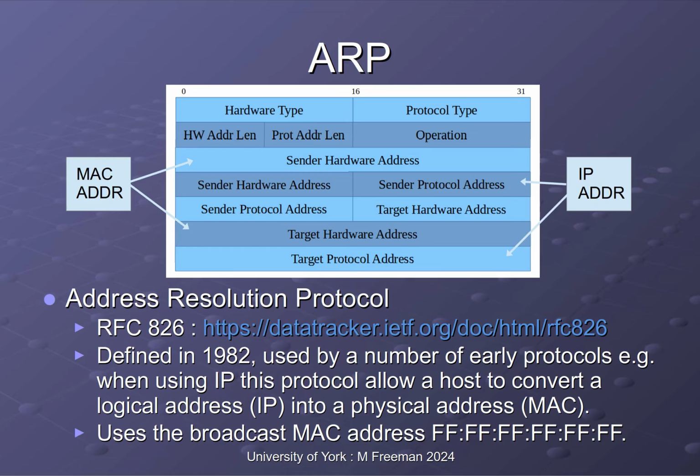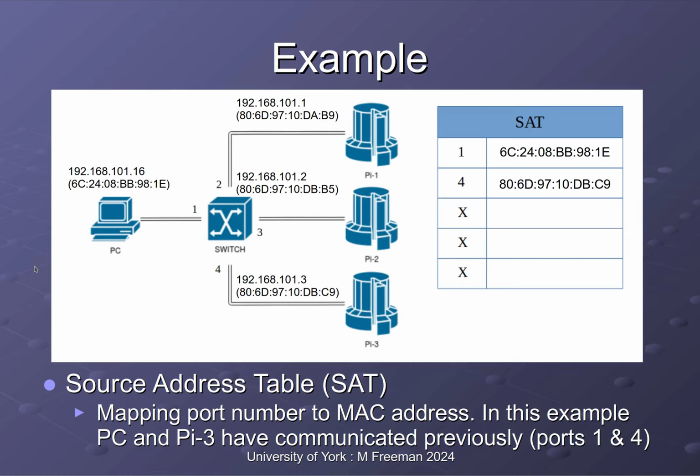So to see this protocol in action, let's look at an example. So in this scenario, we have 4 hosts. We've got the PC, we've got Pi 1, Pi 2, and Pi 3, and they are connected on the same local area network via a switch. Each host is connected to a particular port on that switch. So PC is connected to port 1, Pi 1 is connected to port 2, Pi 2 is connected to 3, and Pi 3 is connected to port 4.